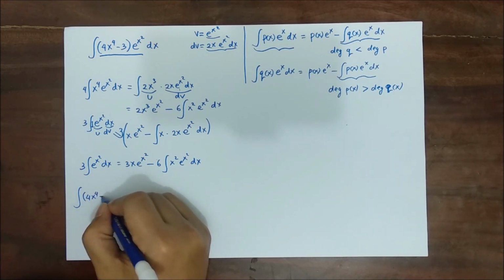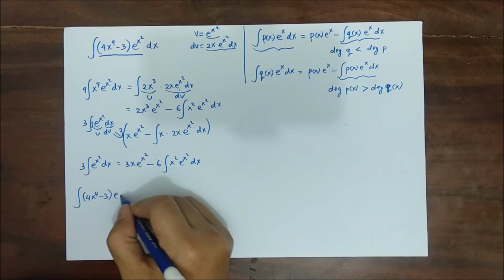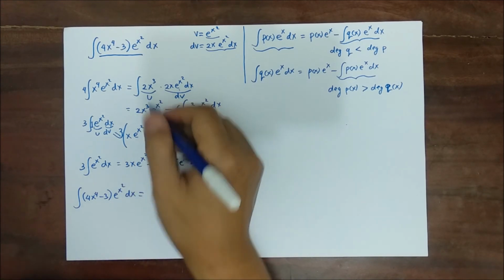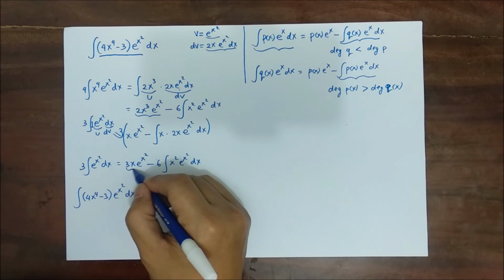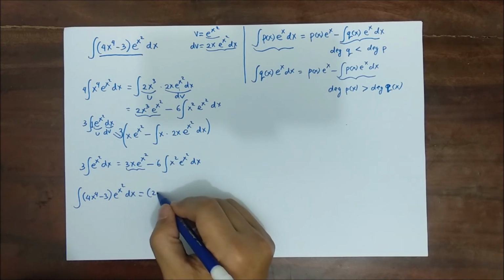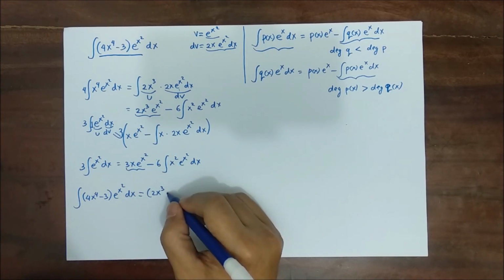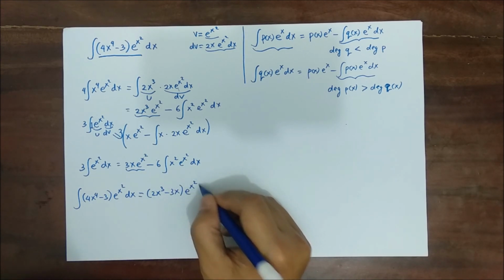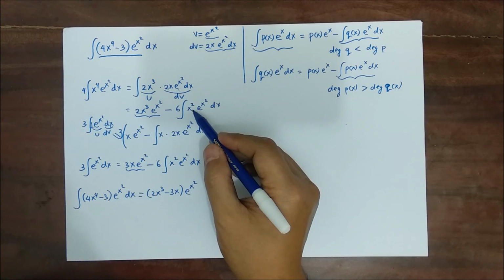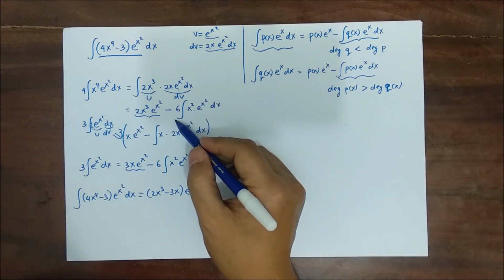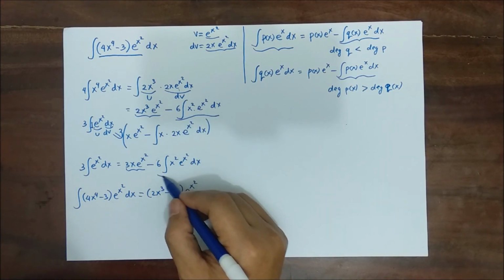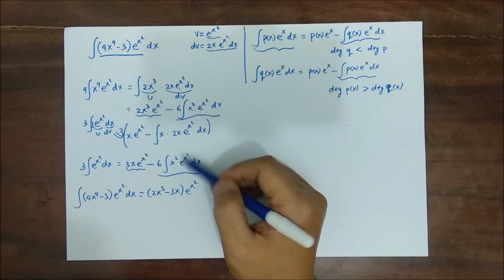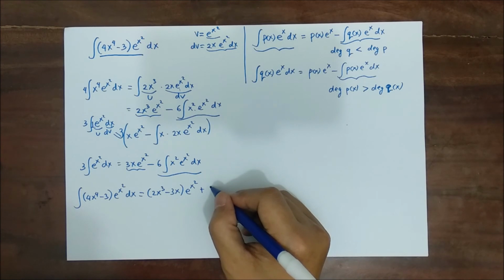the integral of 4x to the 4th power minus 3 e to the x squared dx. That one minus that one is (2x cubed minus 3x) e to the power x squared. And then this minus that, look, that expression is exactly the same as that expression. So when we subtract this from that, we get a constant.